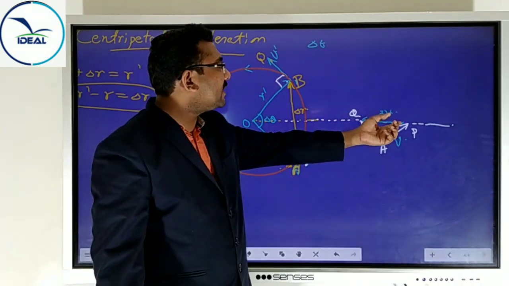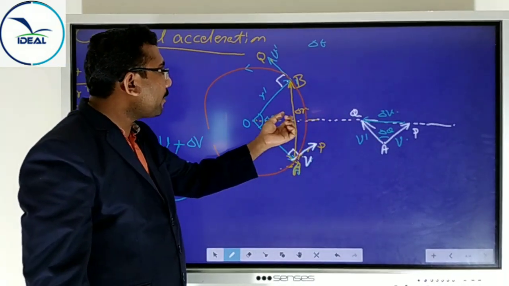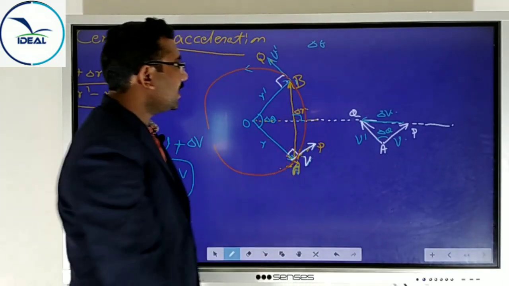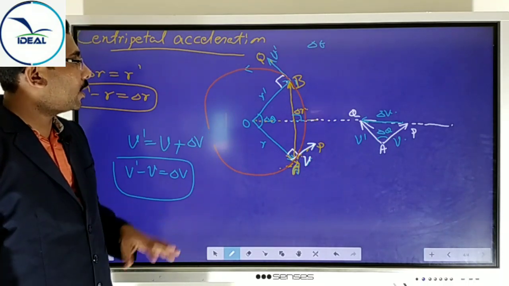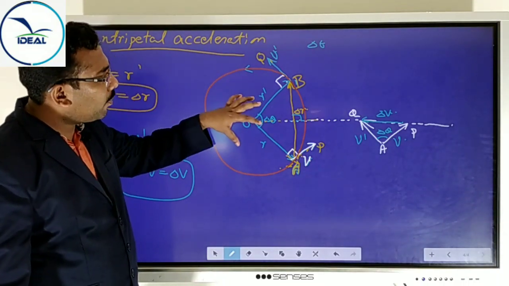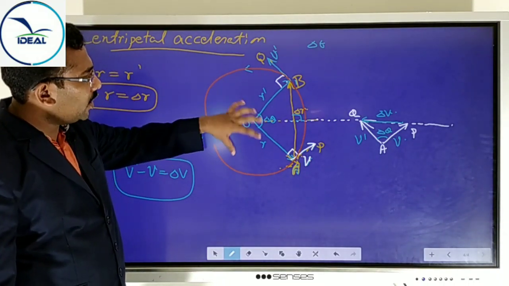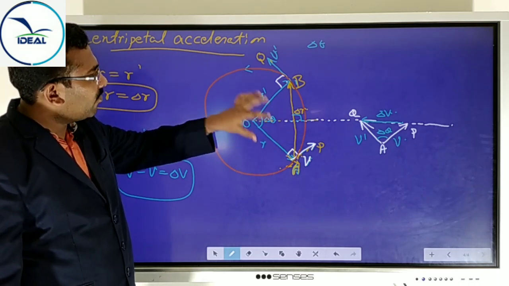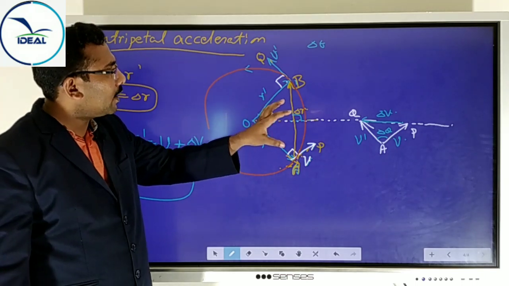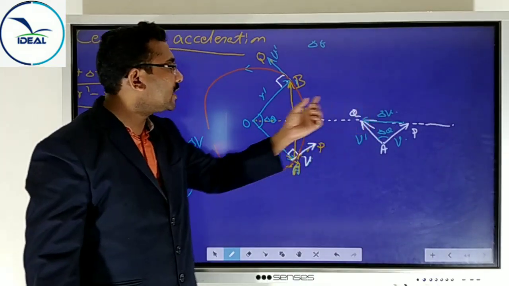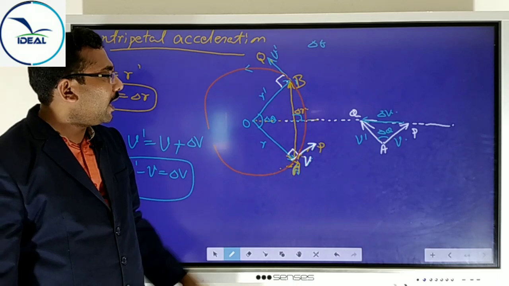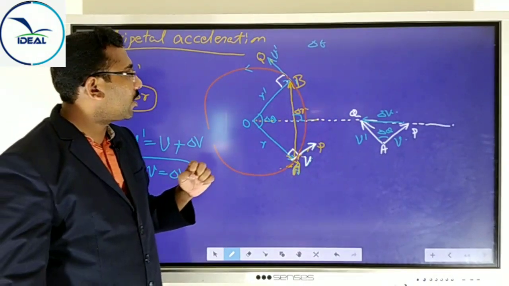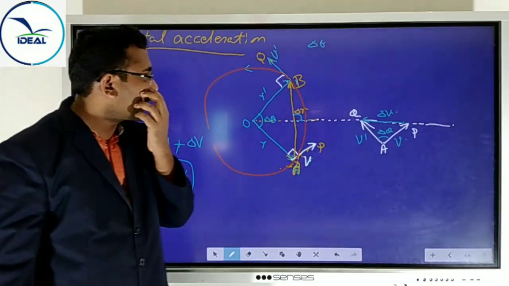This delta V, the change in velocity, is perpendicular to delta R. Very interesting. If we take any two points P and Q in the circular motion and draw this diagram, we get this picture: delta V is always perpendicular to delta R, and it is always towards the center of the circle. So we call it centripetal acceleration.